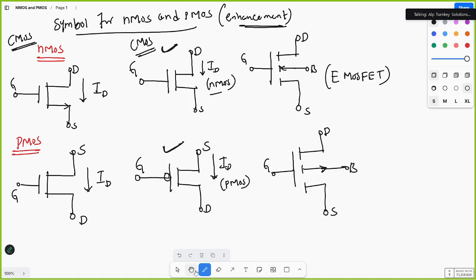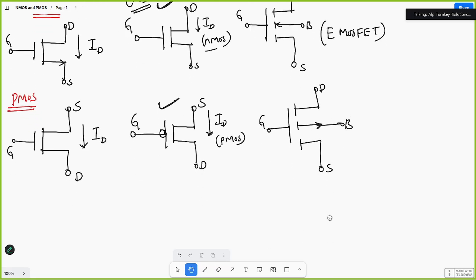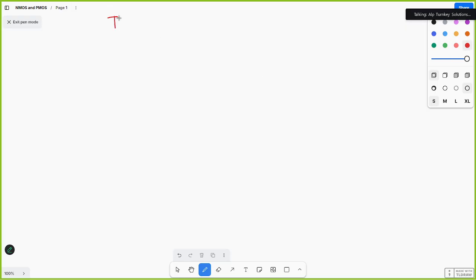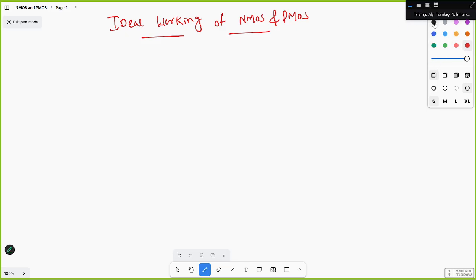Next, you see, ideal working of NMOS and PMOS. How the NMOS will work and how the PMOS will work, we'll see. First we will see NMOS. What is the ideal working of NMOS?